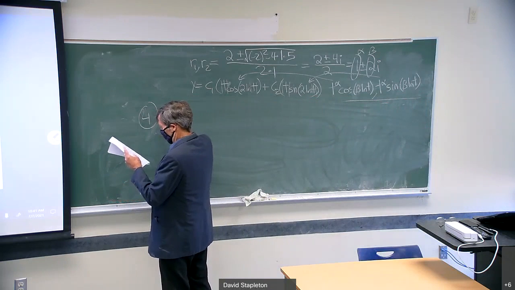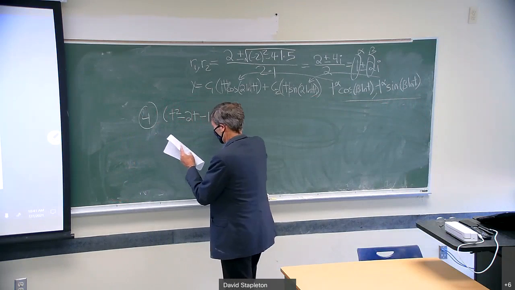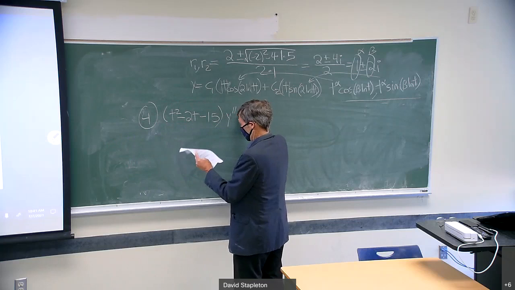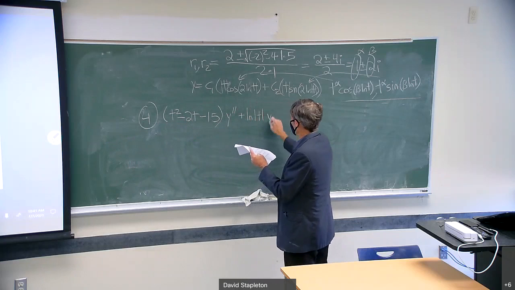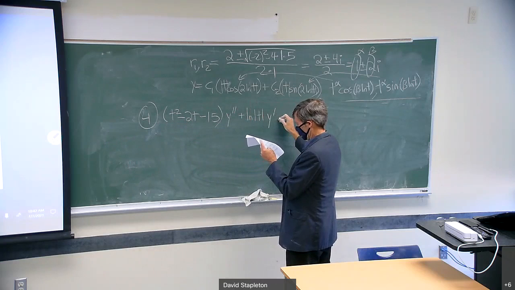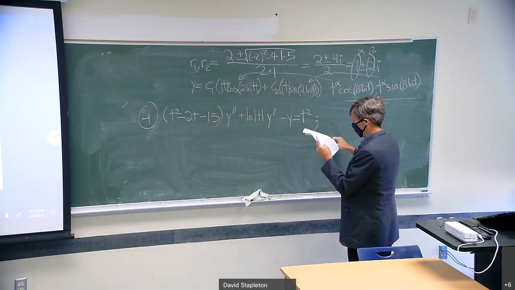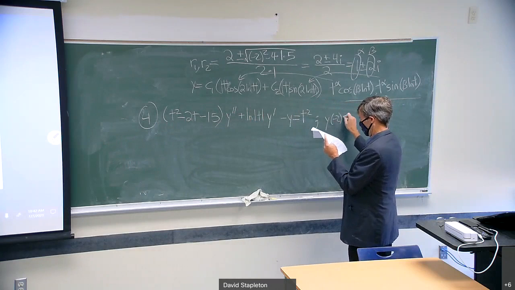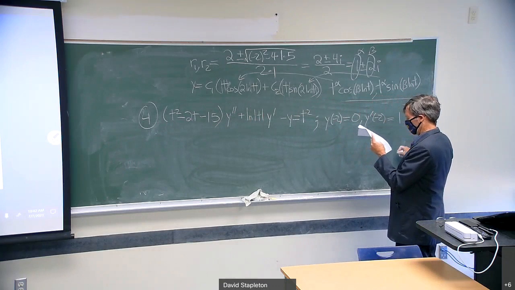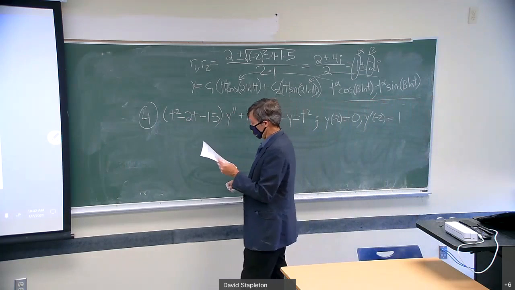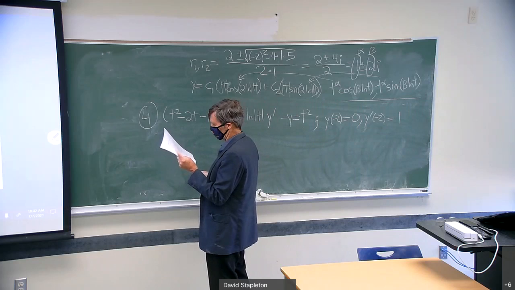Question 4 says this, t squared minus 2t minus 15. I'm glad you asked this. I wanted to do one of these. y double prime plus natural log of absolute value t, y prime minus y equals t squared, together with initial values, y of minus 2 is 0, y prime of minus 2 is 1. Find the interval on which this initial value problem is certain to have a unique twice differentiable solution.